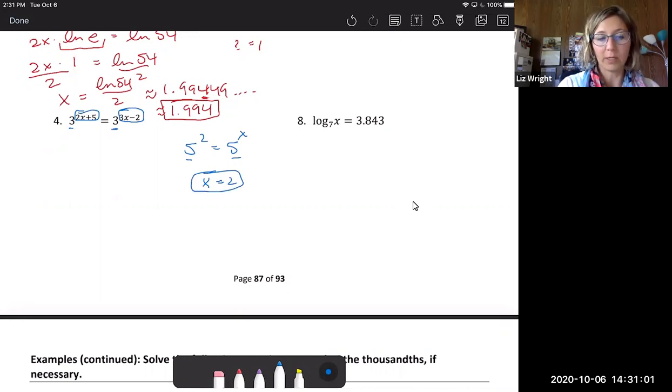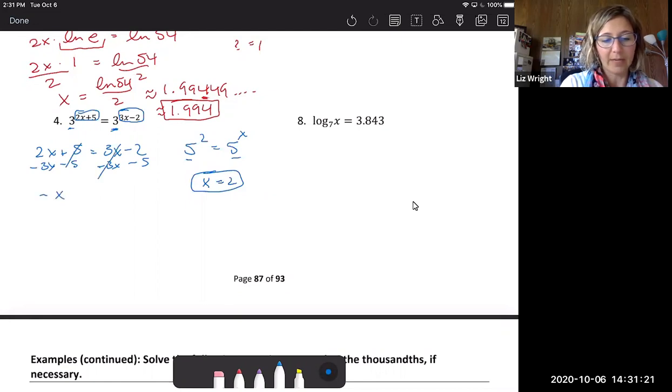Well, that's exactly what we're going to do for number 4. Because our bases are the same, we can set our exponents equal to each other. We're going to solve for x. So we are going to subtract 5, subtract 5, subtract 3x, subtract 3x. That's going to go away. So then we're going to have negative x equals negative 7, or x equals 7, because you would divide or multiply both sides by a negative 1. So x equals 7. Check.